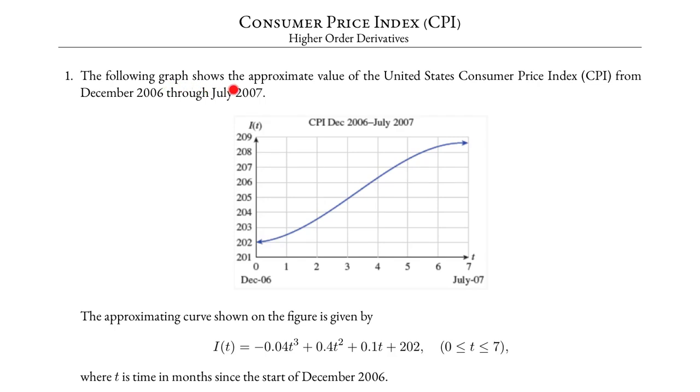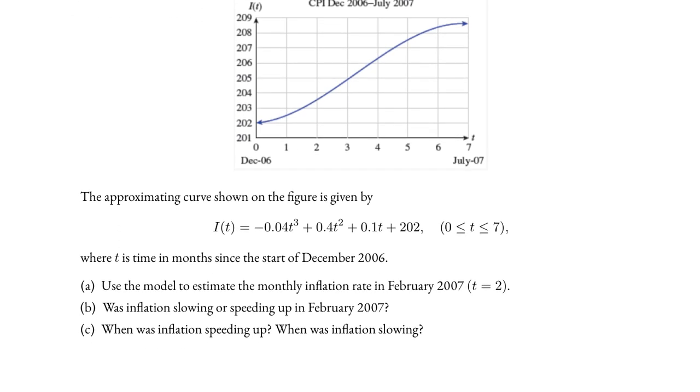The following graph shows the approximate value of the United States Consumer Price Index (CPI) from December 2006 through July 2007. The approximating curve shown on the figures is given by the function I(t) = -0.04t^3 + 0.4t^2 + 0.1t + 202. This model is good for t between 0 and 7 inclusive only, where t is the time in months since the start of December 2006.